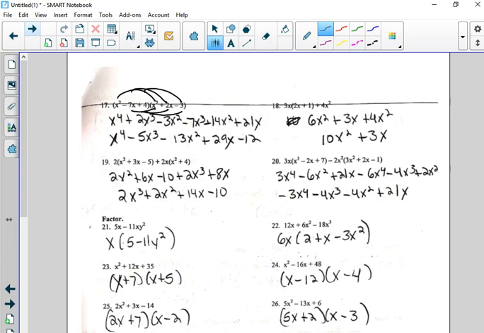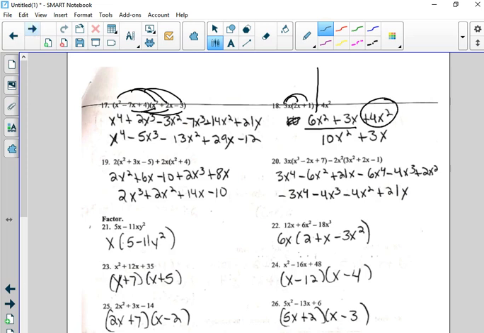Now on 18, be careful. There's a barrier here. The 3x does not cross it. It only gets sent there. The most common mistake is to send the 3x to the 4x squared to get 12x cubed. You're not doing that. You just multiply the 3x times those 2 to get this. Then you tack that on.